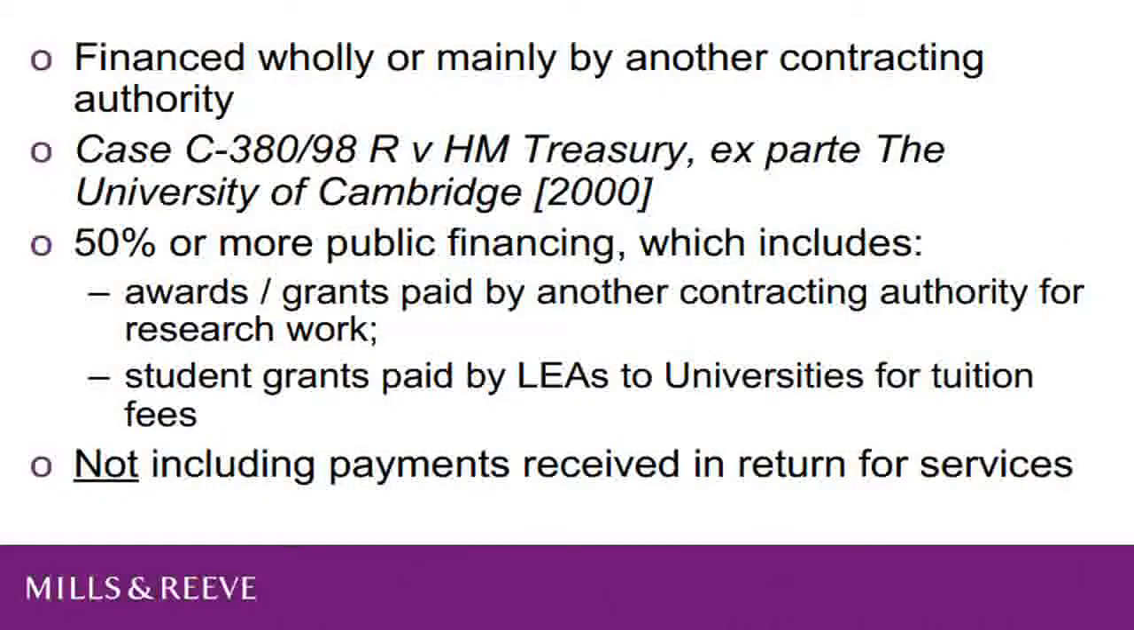So looking at that limb that we're most focusing on, it's this financed wholly or mainly by another contracting authority. And what does that mean in practice? Well, we go back to a case back in 2000, involving the University of Cambridge, when they actually explored what that means in terms of financed wholly or mainly by another contracting authority. And the court said it's whether or not the funding is more than 50% public financing. So wholly or mainly means more than 50%.